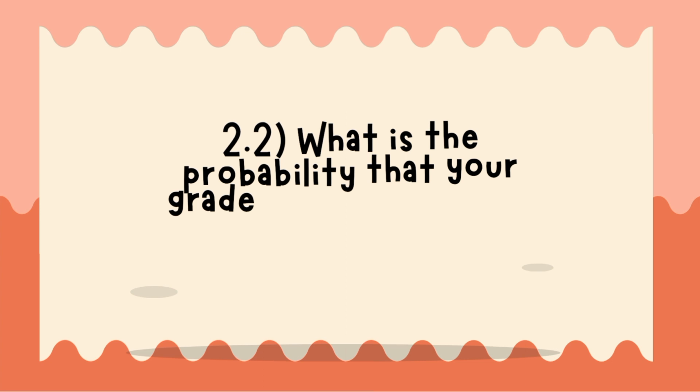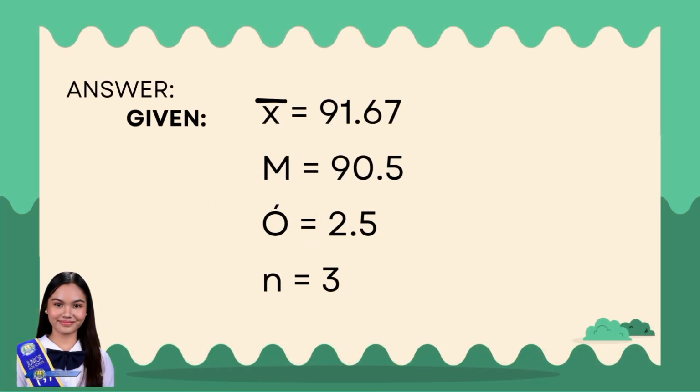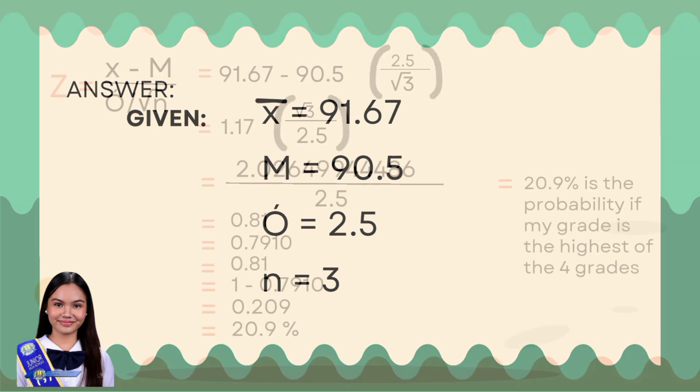What is the probability that your grade is the highest of the 4 grades? To answer this question, we will first find the given. The given are x bar for the highest is 91.67, mean of 90.5, sigma of 2.5, and sample size n of 3. We will solve this using the formula z equals x bar minus mu divided by sigma over the square root of n. So, 91.67 minus 90.5 divided by 2.5 over the square root of 3.